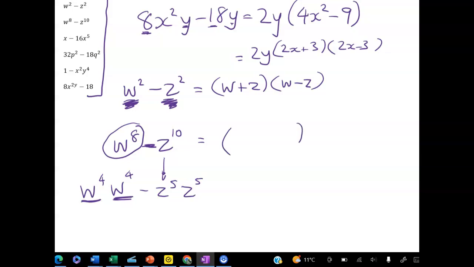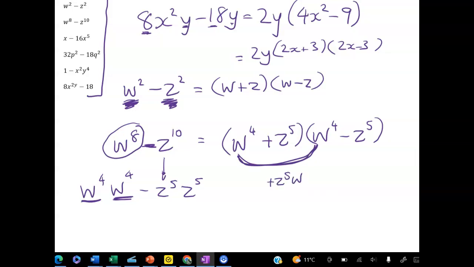And now it should be obvious that I've got a difference of two squares. So I'm going to have w to the power of 4 here and here, plus z to the power of 5, minus z to the power of 5. And when we expand that to check it back, we get w to the power of 8 here, plus this middle term, and then minus the same middle term, and minus z to the power of 10.